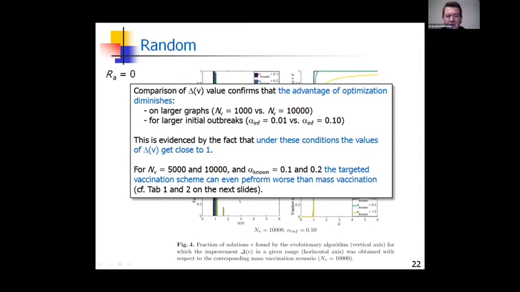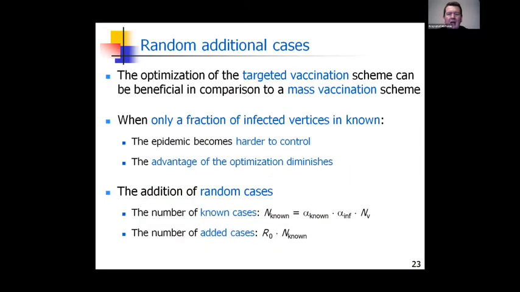This is evidenced not only by the graphs, but also by the data tables present in the slides and also in the paper. So there was a question after these 2 rounds of experiments, if we can actually assume that with full knowledge, our targeted vaccination scheme is better, but with the lack of knowledge, it becomes less and less beneficial. So can it be alleviated in a way by just adding random cases? And you see in the slide the way in which it was done. So to the known cases, some additional ones were added using this R0 parameter.